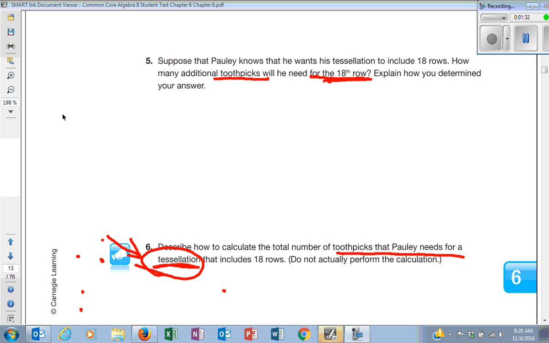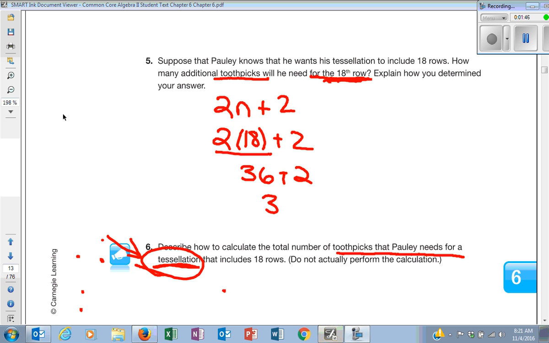So for this one, our formula was 2n plus 2. So n represented 18 for this one. So you should have done 2 times 18 plus 2. We did that in class. 36 plus 2, 38.